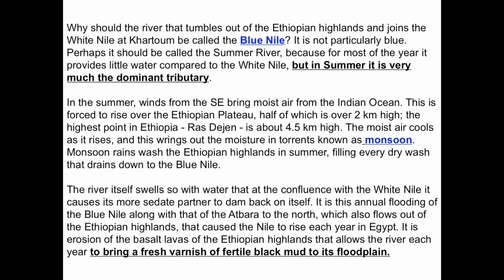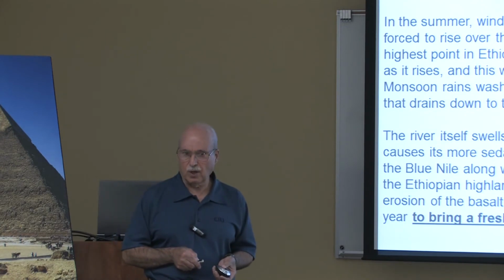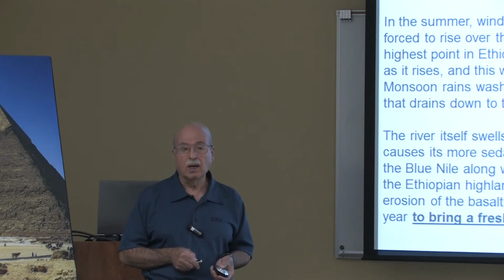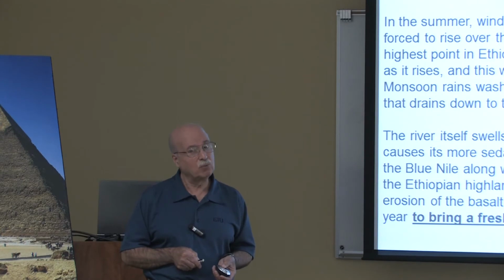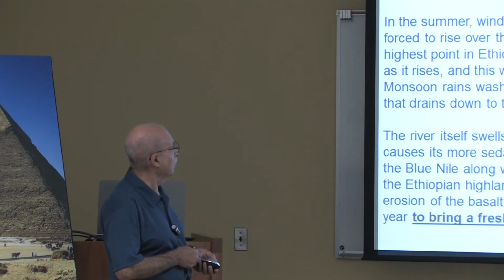Why should the river that tumbles out of the Ethiopian highlands and joins the White Nile at Khartoum be called the Blue Nile? It is not particularly blue. Perhaps it should be called the summer river. Oh, it flows mostly in the summertime. Oh, that's good, when we really need water. Because most of the year it provides little water compared to the White Nile, but in the summer it is very much the dominant tributary.